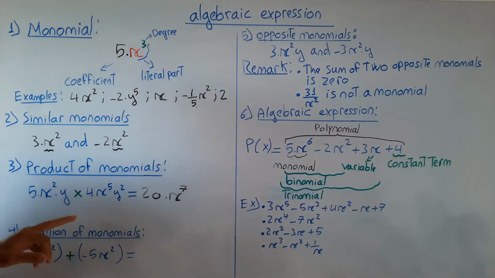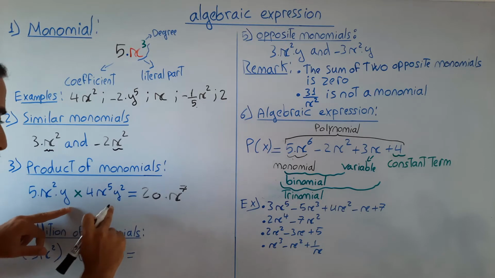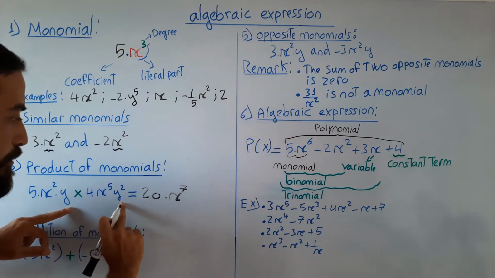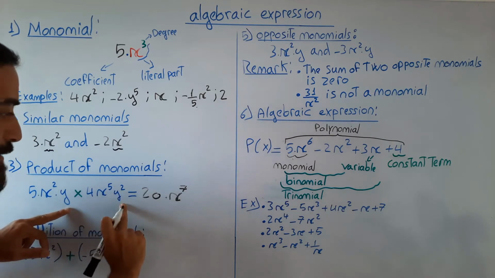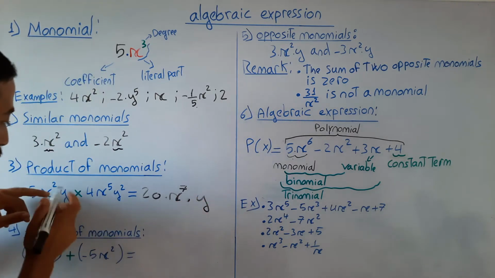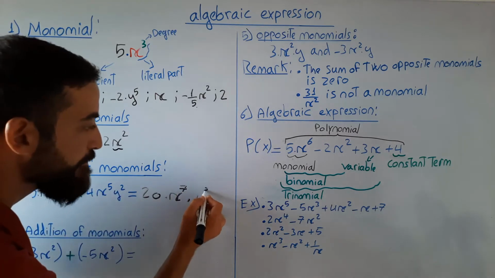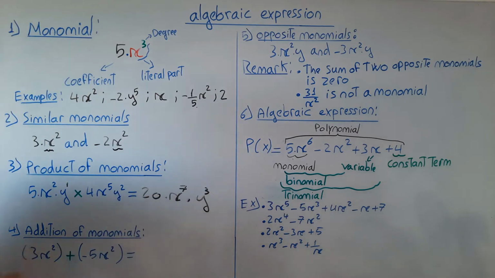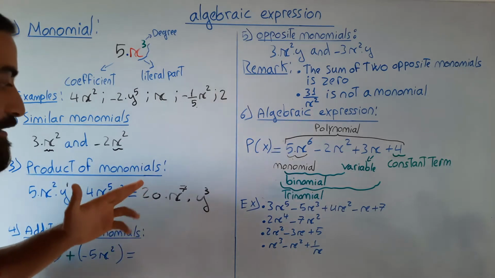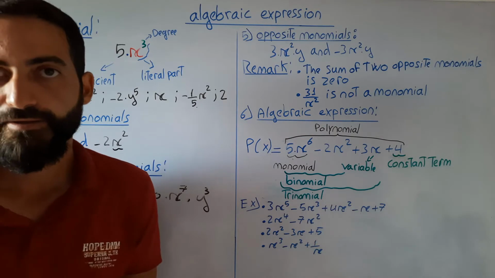And we multiply the other variable. The other variable is y times y², y power 2. So y times y² equals y power 1 plus 2, which is 3. So y³. To get 20x⁷y³.